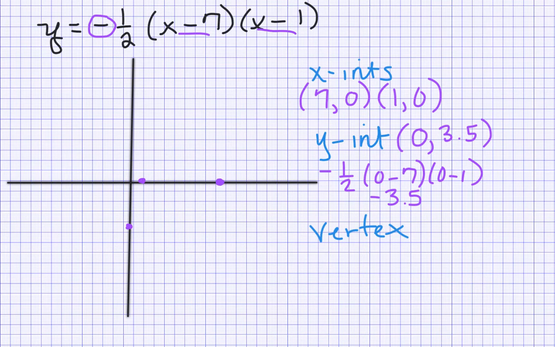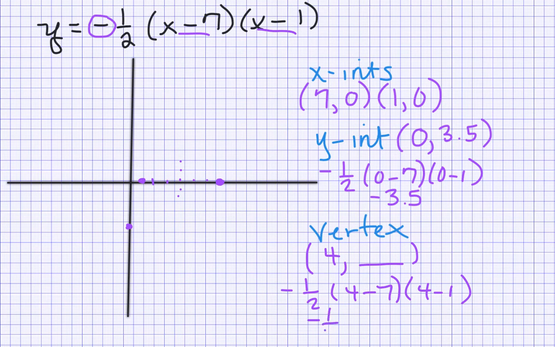All right. My vertex, again, is found halfway between. And again, I can count over the same number on each side and kind of figure out where that middle point is. Looks like it's when x is 4. When x is 4, y is something. I don't know what, but I'll plug that 4 in. So negative 1/2 times 4 minus 7, which is negative 3, times 4 minus 1, which is positive 3.